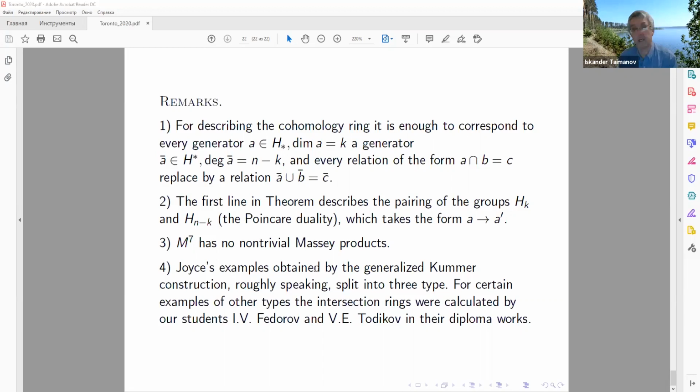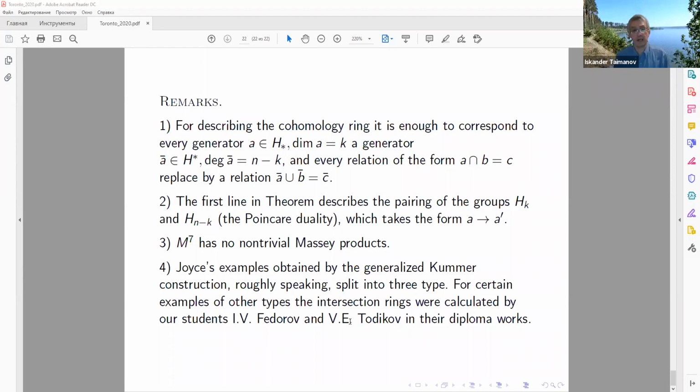Joyce's examples are obtained by different constructions, which split into 3 types. There are finitely many of them, but they split into 3 types. I considered only the simplest case. Then my students in their diploma works, Fedorov and Todikov, considered cases with a more complicated structure of fixed tori, and Todikov a more complicated structure of the fiber-wise. There's a disk over not Z2 but Zk. The disk is not 2-dimensional but 3-complex-dimensional, over finite groups. And they also computed the intersection rings for certain examples. There are finitely many examples, so we don't want to check them one by one.